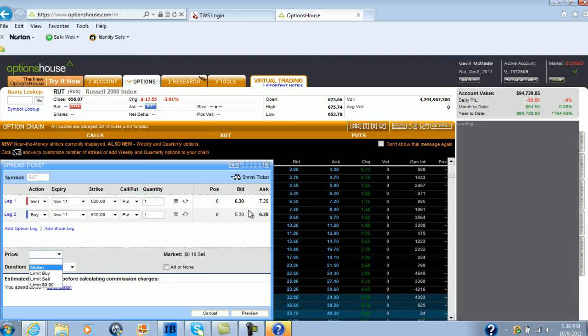But what we want to do is trade this option somewhere in the middle and this option somewhere in the middle. So for this one, somewhere around 6.70, 6.75, and for this one somewhere around 5.75. Okay, so limit sell. So 6.75 minus 5.75, we're looking at a price of around $1 as the midpoint.